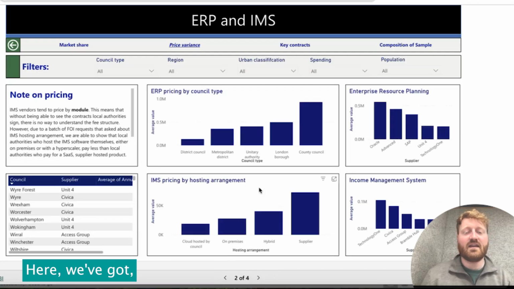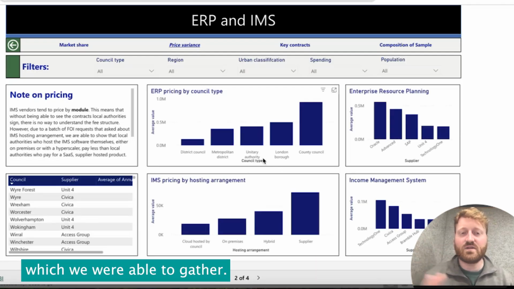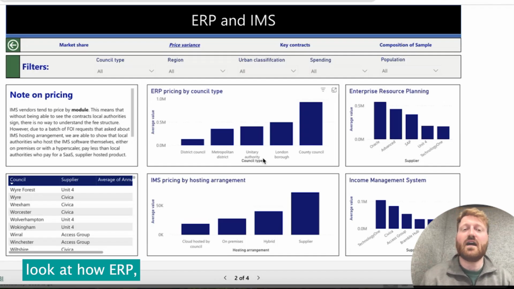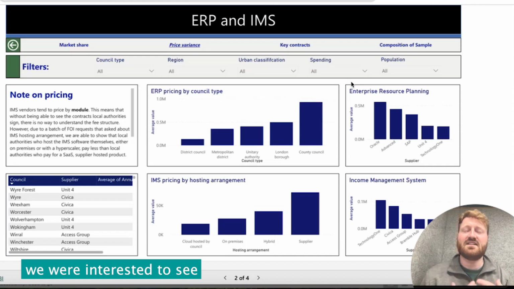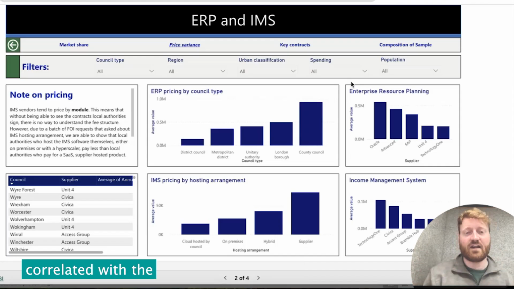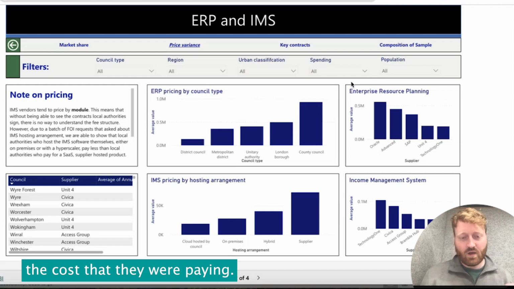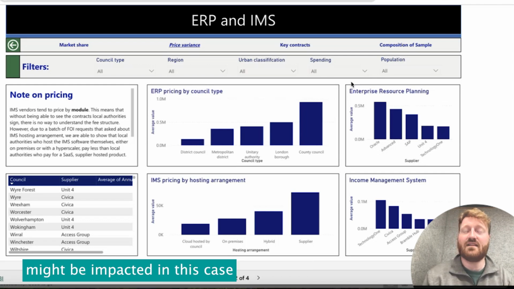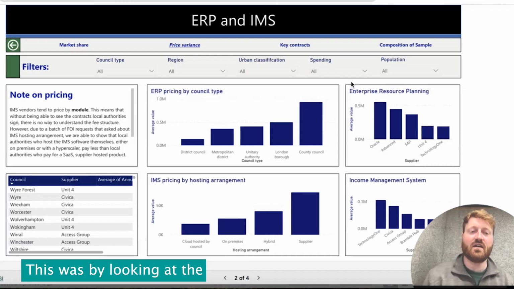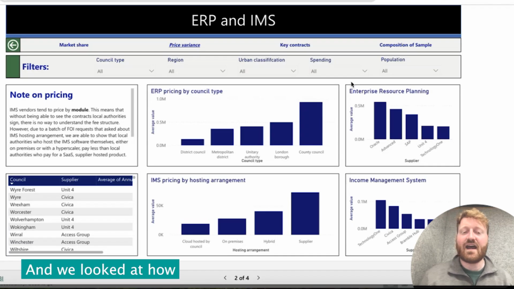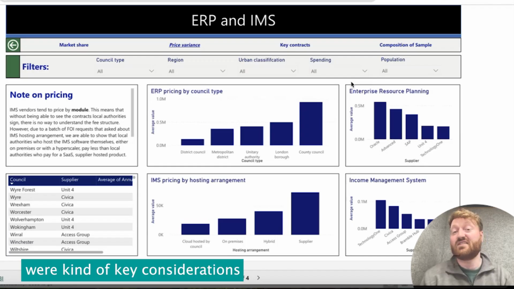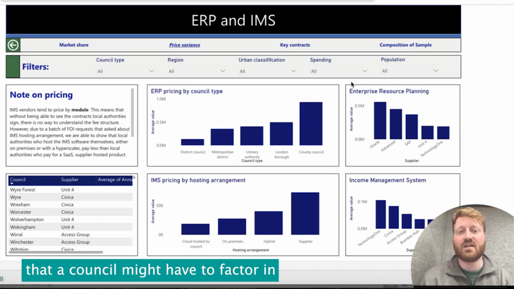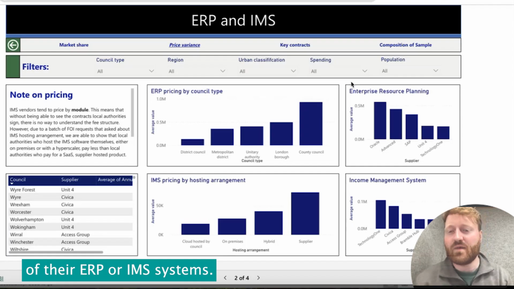We've got pricing. Here we've got some slightly different insights on pricing, which we were able to gather. So we can look at how ERP pricing varies by council type. County councils obviously paying the largest amount, not surprising given the relative size of those councils. I think what we were interested to see is whether the council size properly correlated with the cost that they were paying. We also were able to look at how costing might be impacted, in this case for IMSs, by hosting arrangement. This was by looking at the pricing of some of the different suppliers, and we looked at how cloud hosted might be different from on-premise hosted solutions. These we thought were kind of key considerations from a pricing perspective that a council might have to factor in when thinking about the next procurement of their ERP or IMS systems.